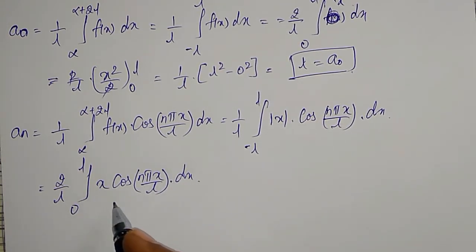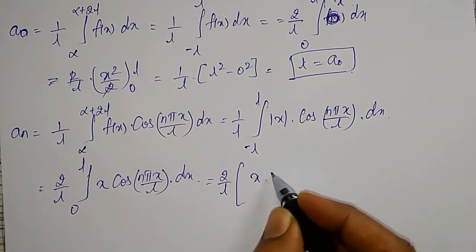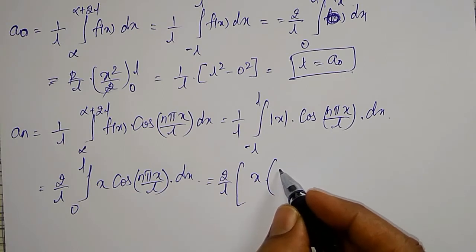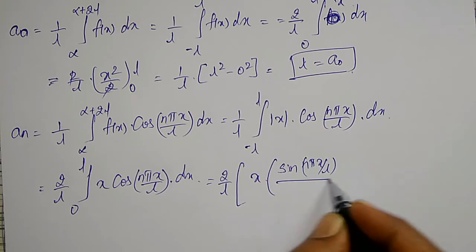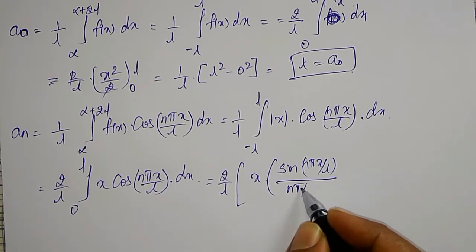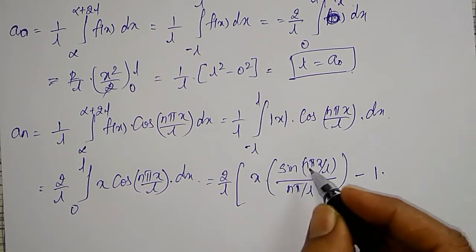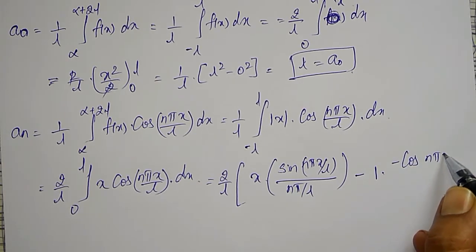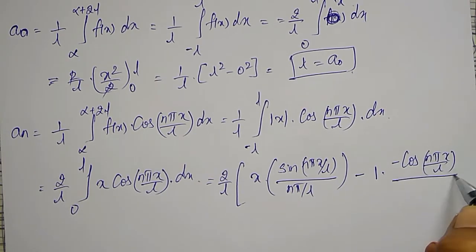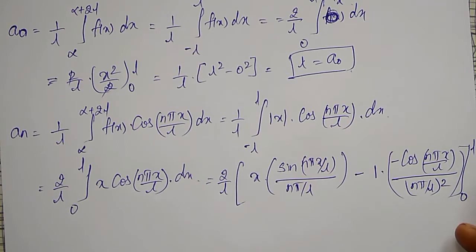Now integrating this using Bernoulli's rule, 2 by L into x into integration of cos n pi x by L will become sin n pi x by L whole divided by n pi by L, minus differential of x is 1 and integration of sin will become minus cos n pi x by L whole divided by n pi by L the whole square. This is between the limits 0 to L.